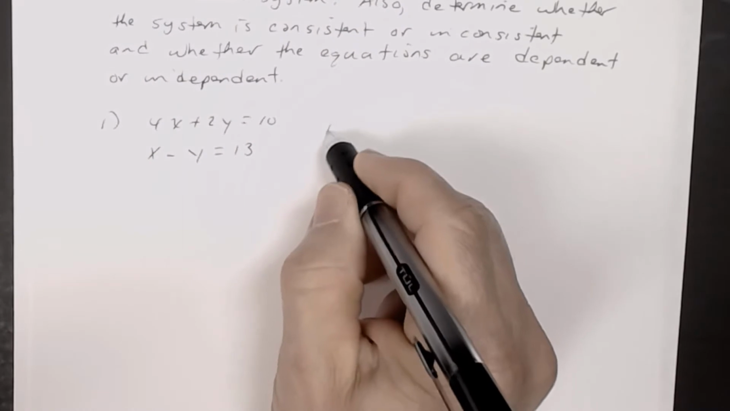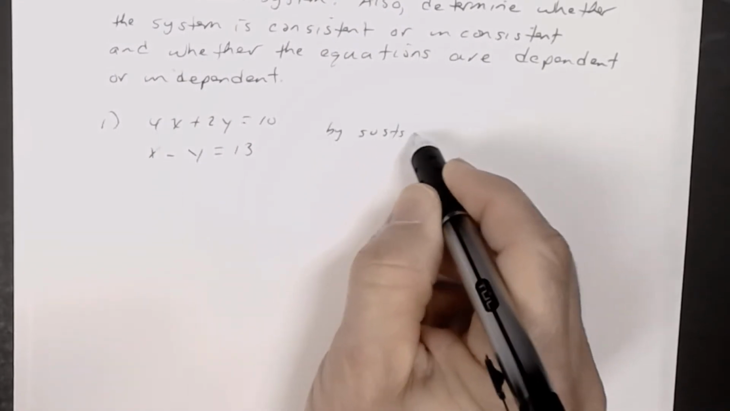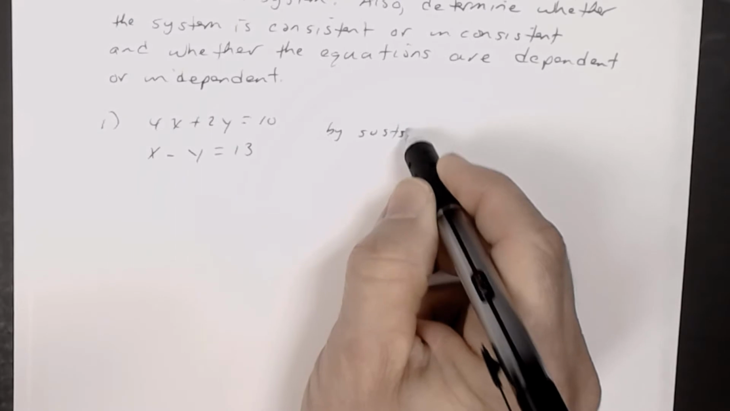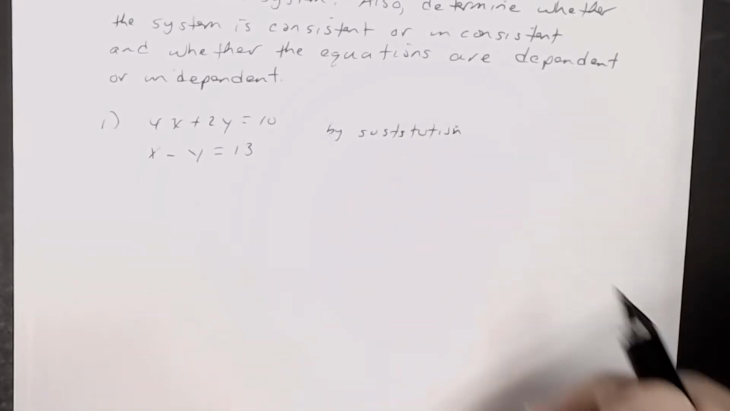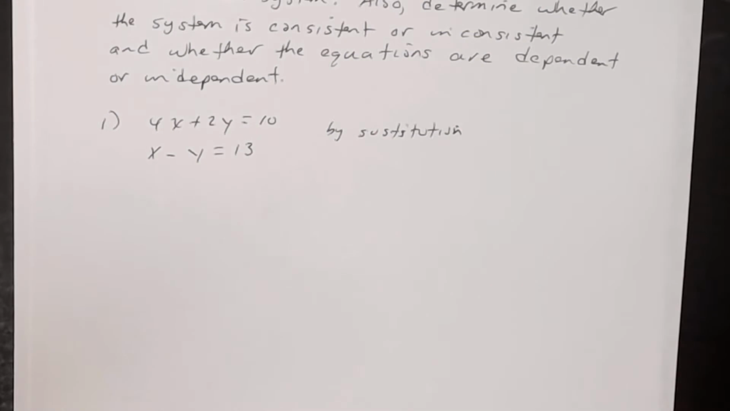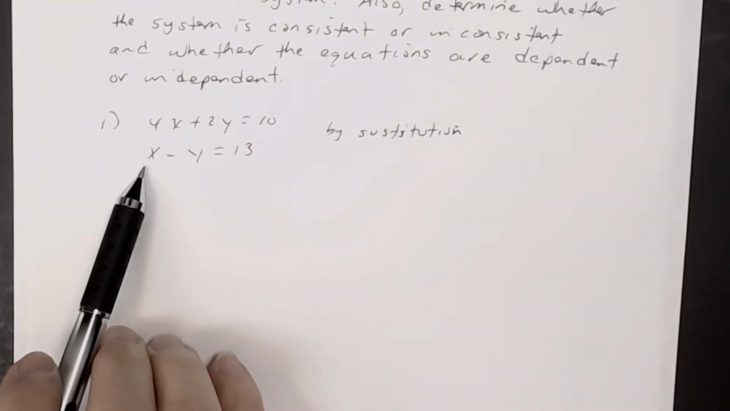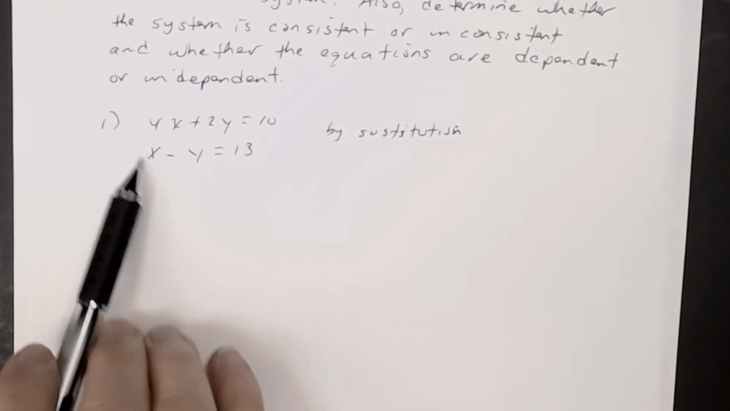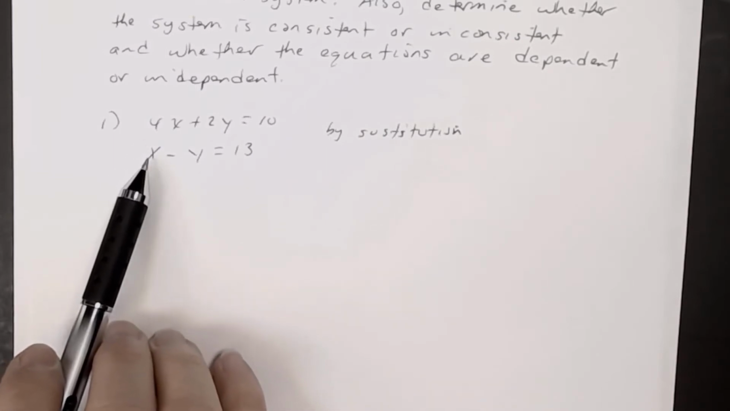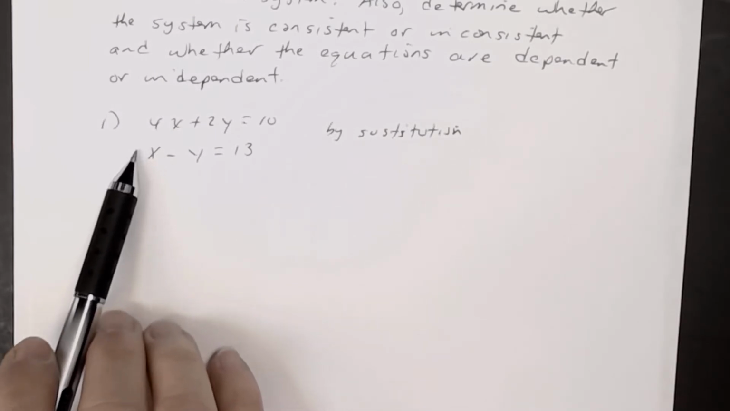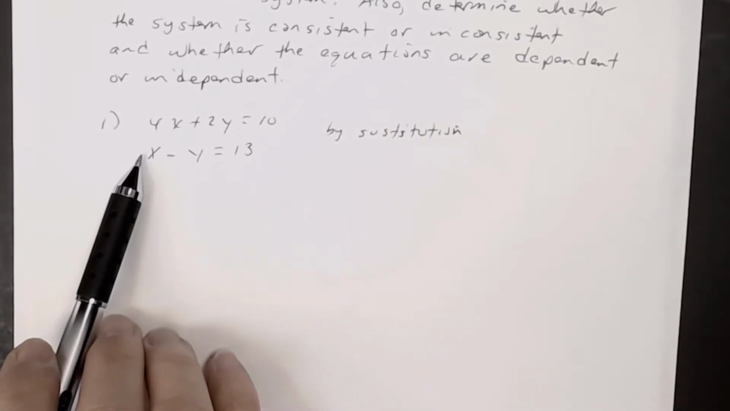So we can do this by substitution. To solve this system by substitution, remember, you have to get one of the variables by itself and substitute that expression into the other equation. If you look at this system, this is the easier equation to use first, and it's easy to get x by itself. So I'm going to use substitution by getting the variable x in the second equation by itself.